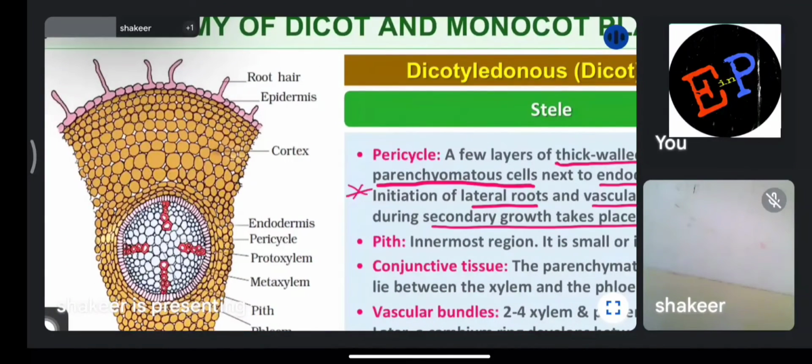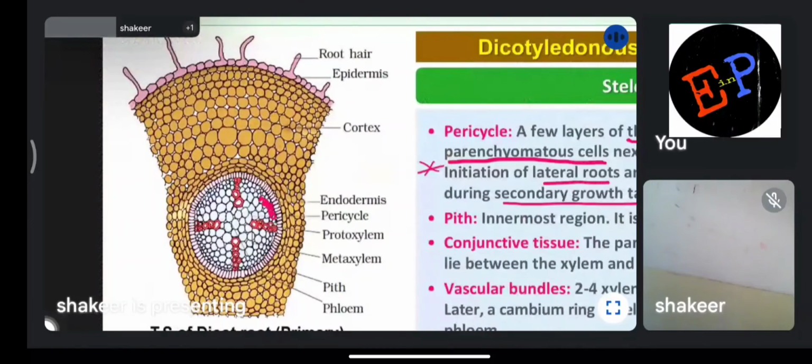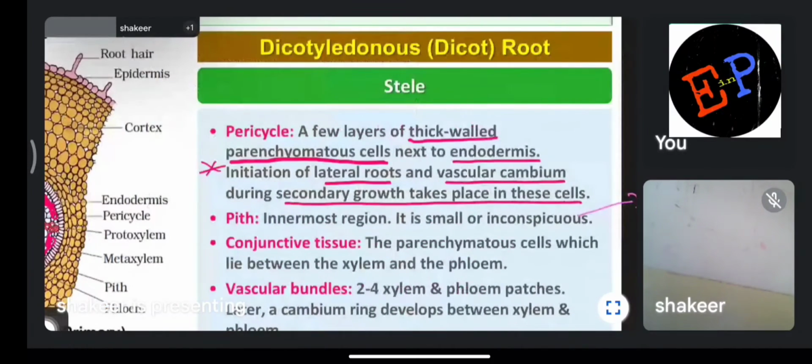So these cells you are seeing here, no? These cells inside the endodermis are called what? They are called pericycle. Are you able to understand, ma? So the endodermis has a thin layer inside it, and that layer you can call pericycle. And from the pericycle, which structures come out? Lateral roots as well as vascular cambium are developed in the pericycle.